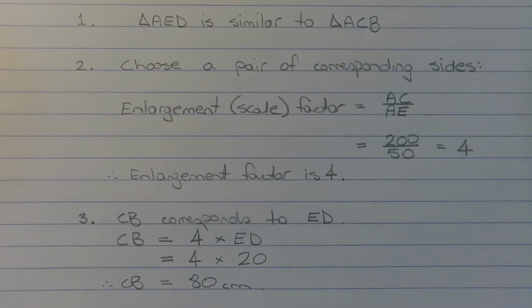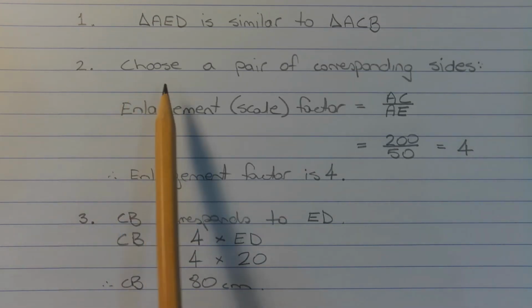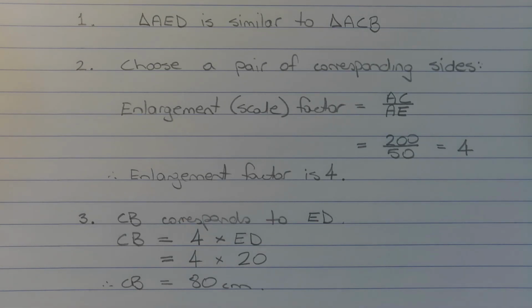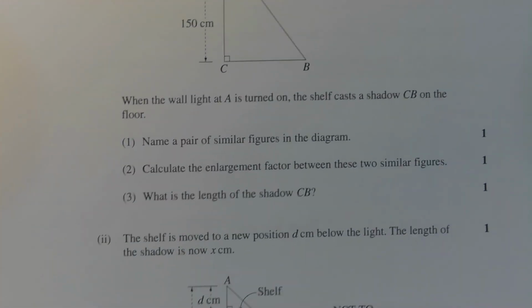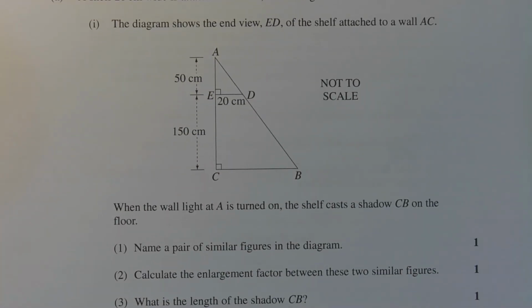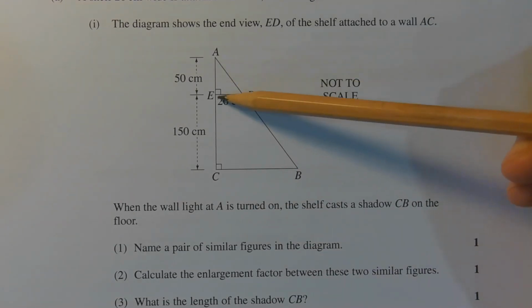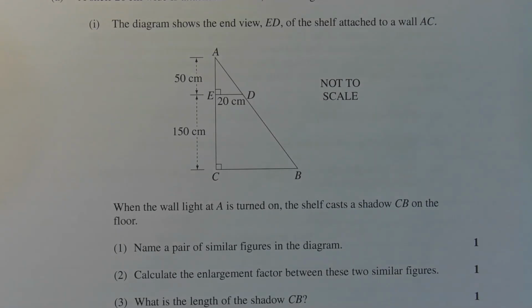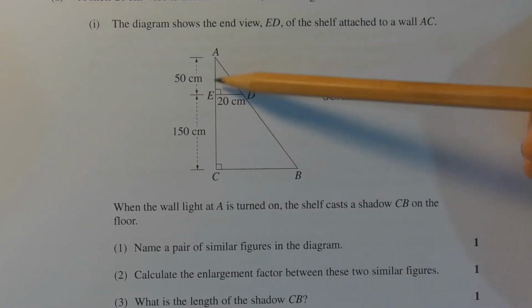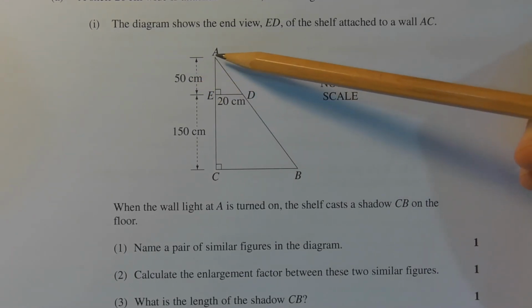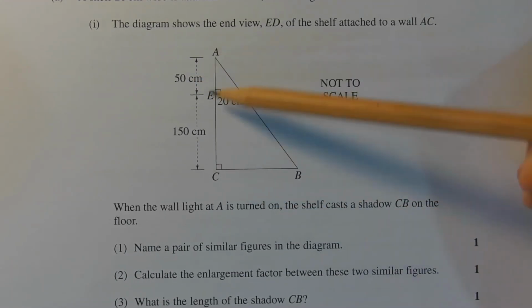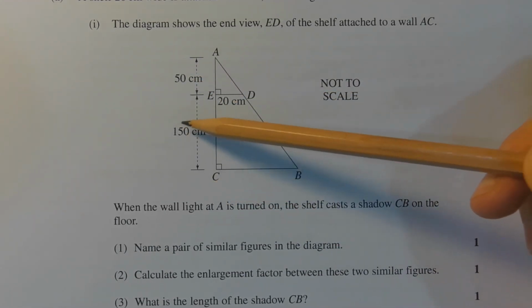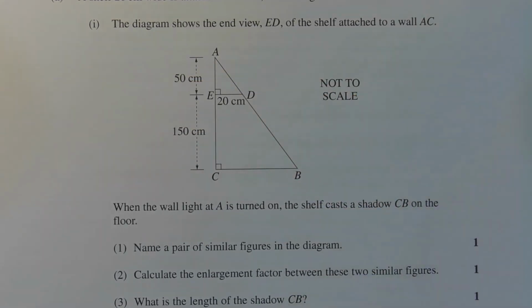Now for the second part of part 1, to find the enlargement factor, we need to choose a pair of corresponding sides from both triangles. In this case, I'm going to choose side AE from the smaller triangle and side AC from the larger triangle. So the length of AE is 50 centimeters and the length of AC is 200 centimeters. It's the sum of 150 centimeters and 50 centimeters.